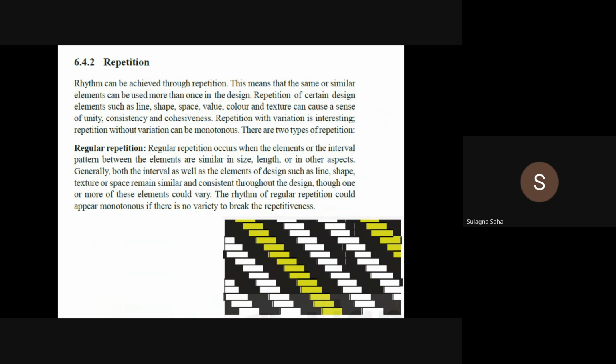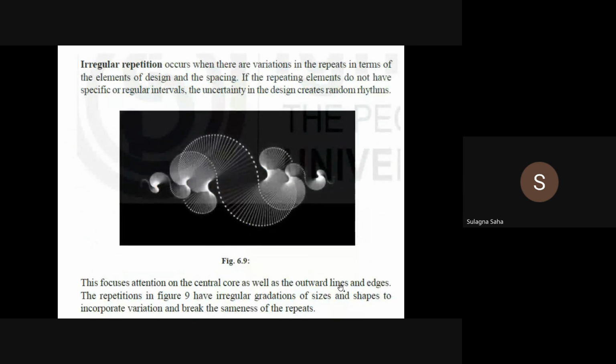So the first one is regular repetition. Regular repetition occurs when the elements or the intervals between the pattern of the elements are of similar size, length, or other aspects. Generally both the intervals as well as the design, such as line, shape, and texture, remain similar and consistent throughout the design. One or more of these elements could vary. So this is one of the examples of regular repetition.